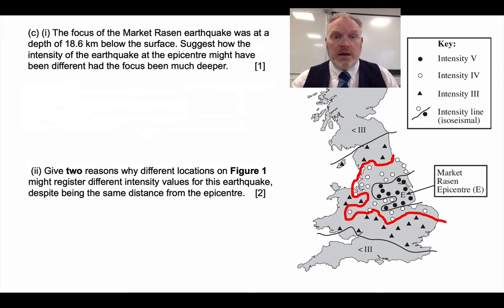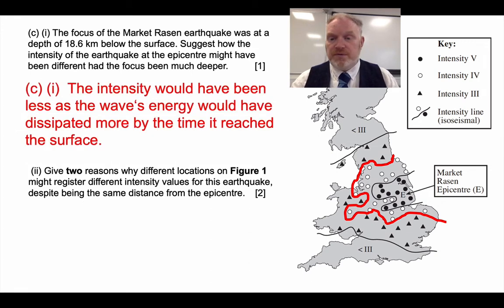The focus of this particular earthquake was 18.6 kilometres below the surface, quite deep for a British earthquake. It's just how the intensity at the epicenter might have been different. If the focus had been deeper, it would have been less. The wave energy would be dissipated by the time it gets to the surface, the further it travels.